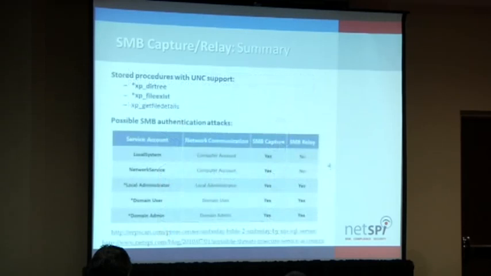All right. So the 3 main functions that support this that we use in the modules anyways are XP directory, file exists, and get file details. Get file details doesn't work on newer versions, which is why it's not bolded and asterisked.